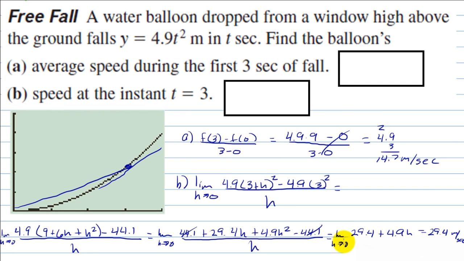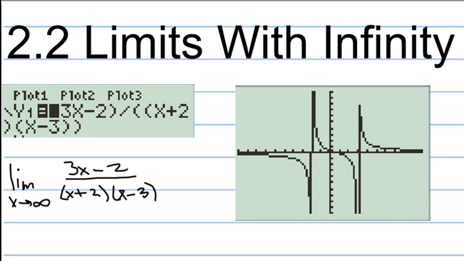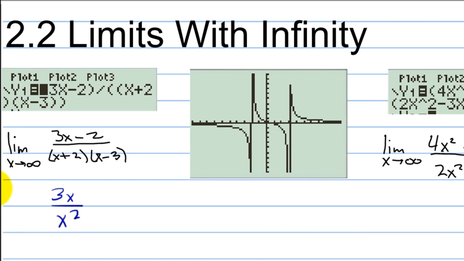meters per second. Let's look at limits with infinity out of section 2.2. We have the equation (3x minus 2) over (x plus 2) times (x minus 3) with the limit as x approaches infinity. What we end up having with this is really 3x over x squared, and that's the part that really is going to matter as x gets very, very large. Imagine taking 3 billion minus 2. The minus 2 really isn't going to affect the problem very much, and when we expand this out, we have x squared minus x minus 6, and this part really isn't going to matter much anyway.